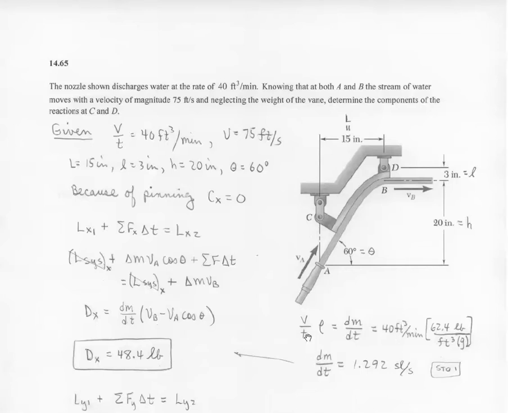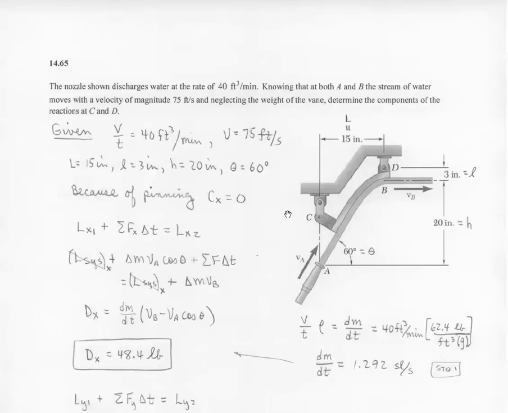Going down through here, we're going to need dm/dt in a minute. So if we take the volume per unit time multiplied by the mass density, that is mass per unit time, that will be our dm/dt. The V over t is 40 ft³/min, and the density of water is 62.4 pounds per cubic foot. To make it a mass density, we divide by g. When you put all these numbers together and put 60 seconds in for a minute, you'll end up with 1.292 slugs per second. I'm going to store that in my calculator.